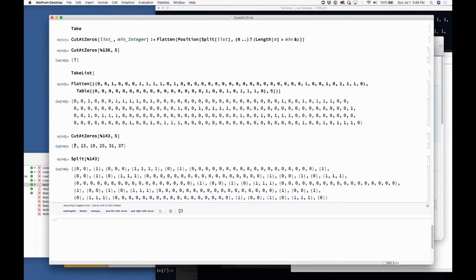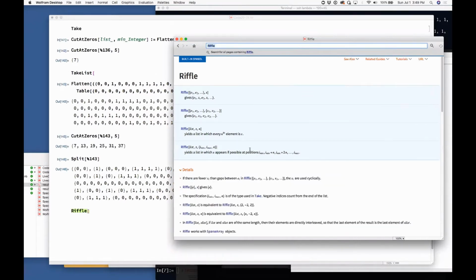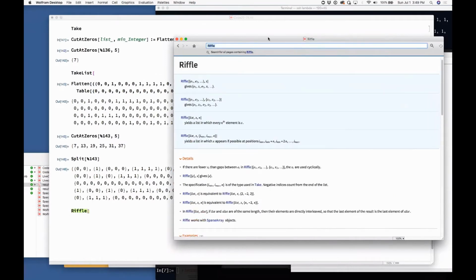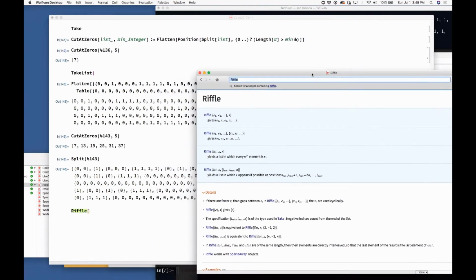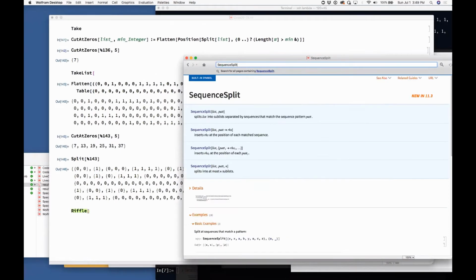So we want to remove these elements. I wonder whether riffle will do that. Will riffle split at particular points in which every nth element is x? Does it split at points? Can we do sequence split? What's that? Can we do sequence split? Let's try. That's a good idea. Sequence split. Oh, that is brilliantly correct.